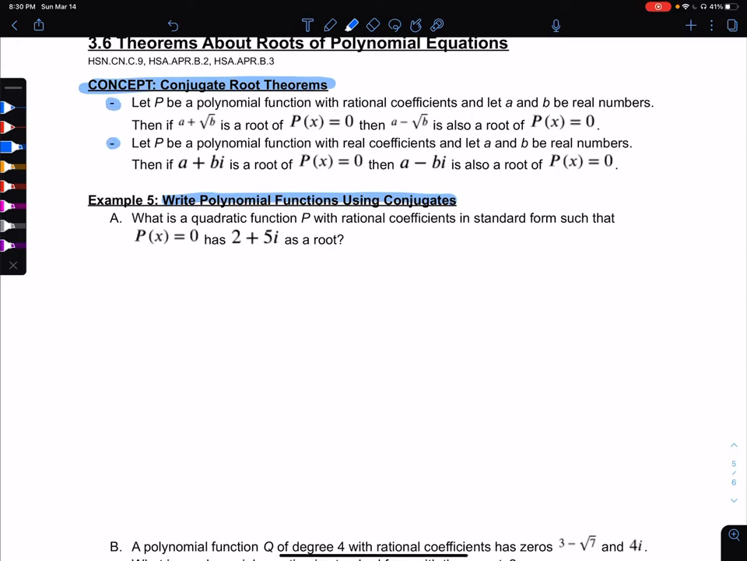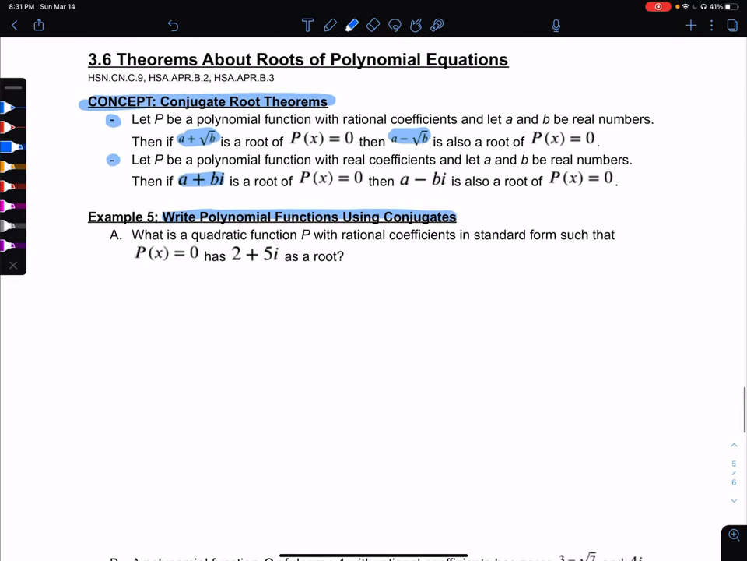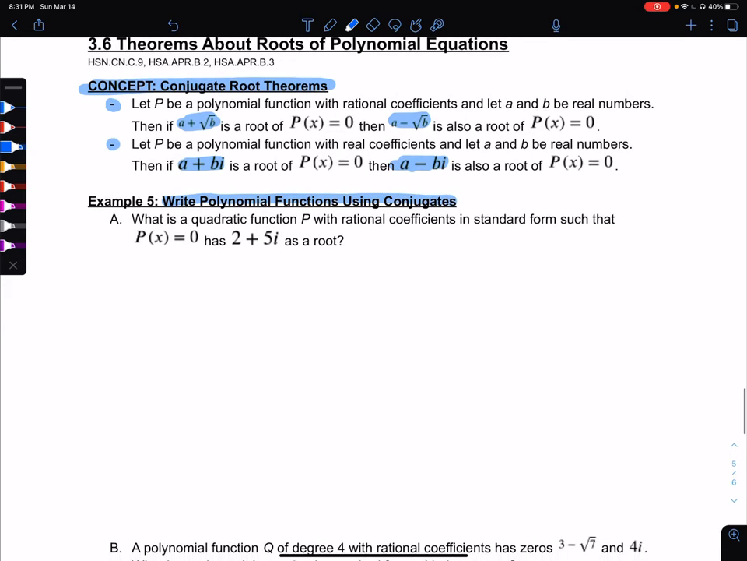We have P be a polynomial function with rational coefficients and let A and B be real numbers. Main thing we want to look at here is that if A plus radical B is a root, then A minus radical B also has to be a root. And in the second bullet point, let P be a polynomial function with real coefficients and let A and B be real numbers, pretty much the same as the first one. Then if A plus Bi is a root, then A minus Bi must also be a root. So it's just good to know that if one of those is a root, the other has to be.